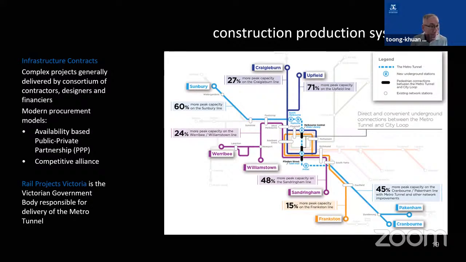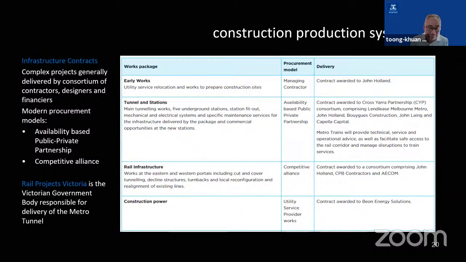Let me briefly talk you through all the different contracts that were used. The early works used a management contracting contract, awarded to one particular construction company. Then the main tunnels are based on a PPP. The tunnels and stations were run on a PPP based on an availability payment. The railway infrastructure was using a competitive alliance, and it's all different groups of companies, okay?